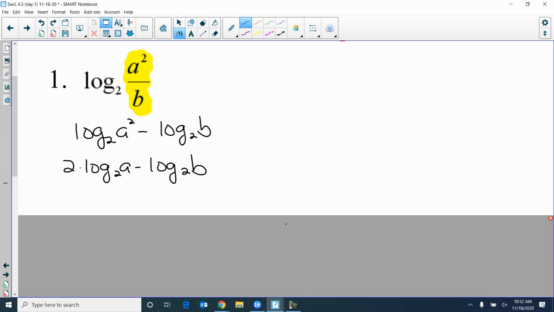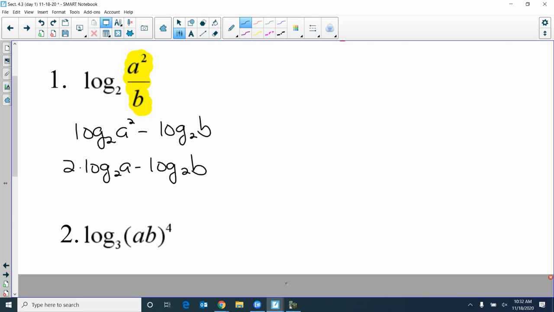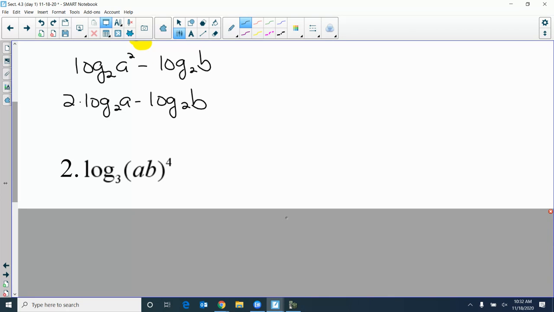So I got 2 log base 2 of a minus log base 2 of b. And then that's all you can do for that one. Okay, so you are not taking the log right here. You're just taking the log of a, we're just taking the log of b. There's no powers, there's no quotients, there's no products there.